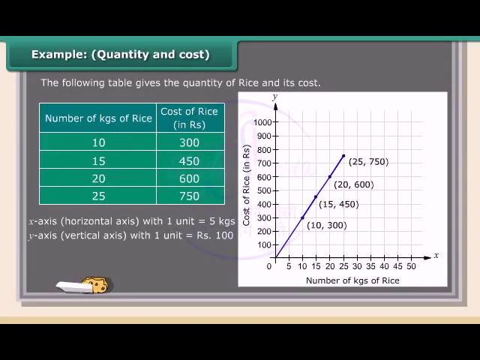Suppose we want to know the price of 17 kgs of rice. Locate 17 on the horizontal axis, then follow the vertical line through 17 till you meet the graph at P. From P you take a horizontal line to meet the vertical axis at 475. This meeting point (17, 475) provides the answer. This is a graph of a situation in which two quantities are in direct variation. The graph will always be linear.